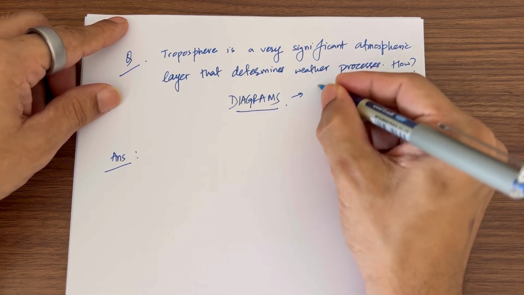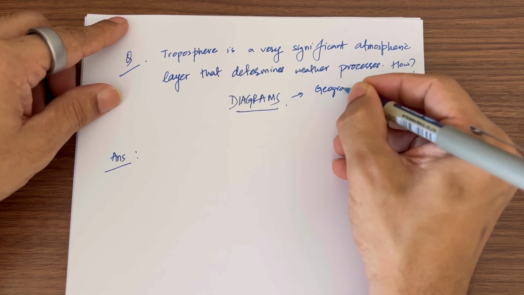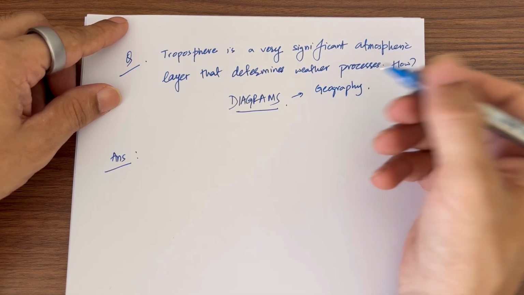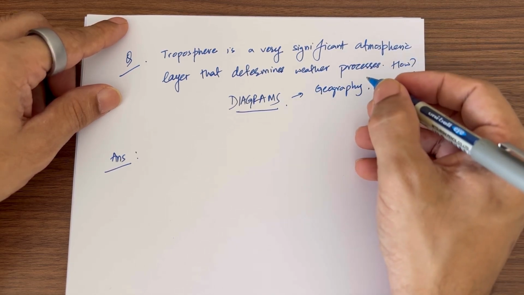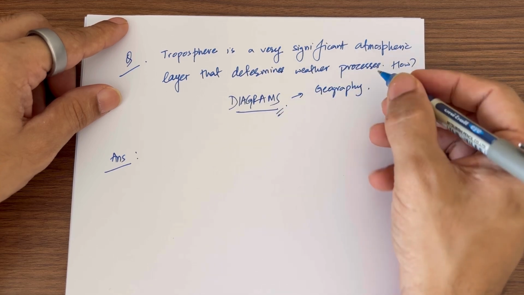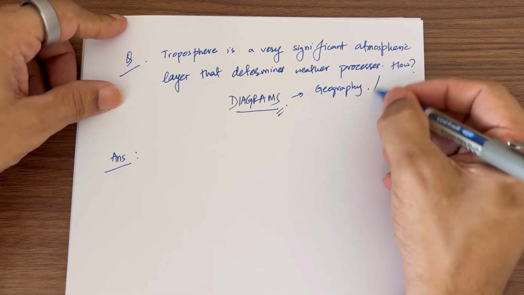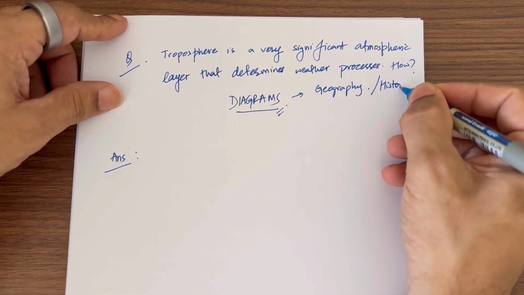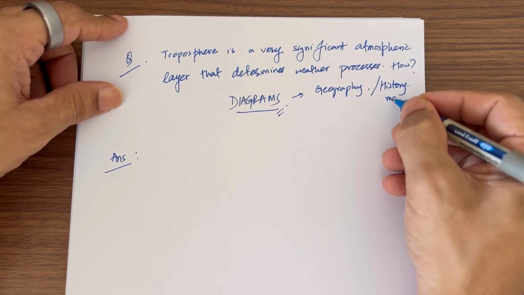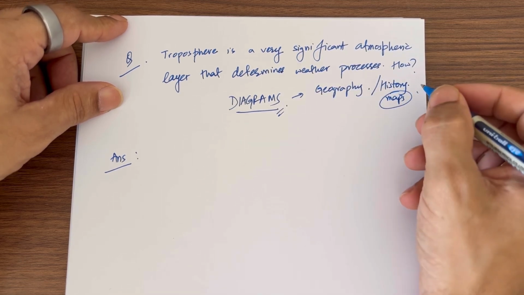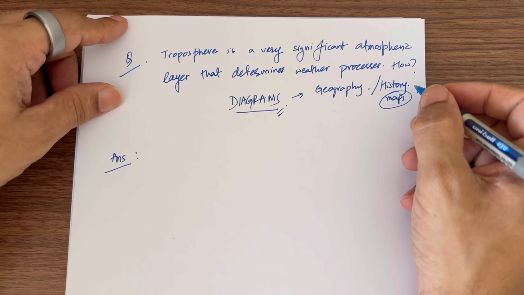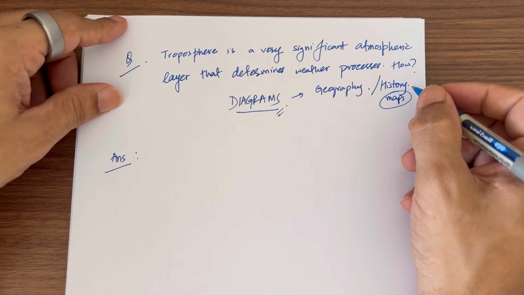You can use it mostly in geography questions where there is scope of drawing a map or a diagram. You can also try to use some sort of a diagram sometimes in history questions, in terms of making maps, and maybe sometimes, depending on the kind of question that is asked, it is possible to use a diagram.